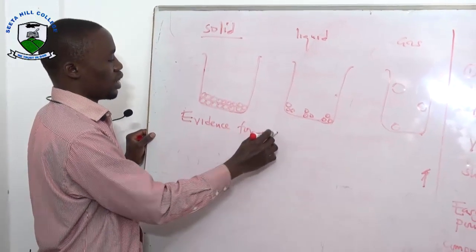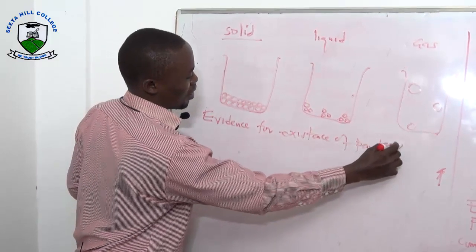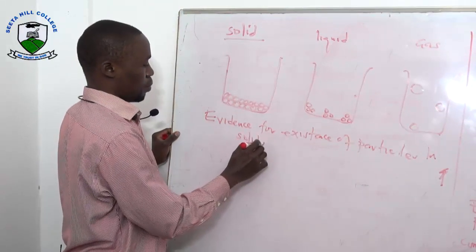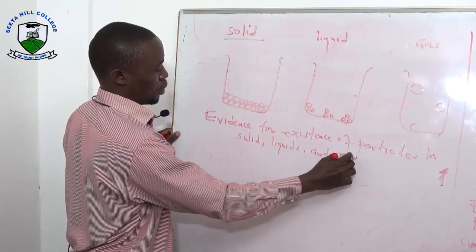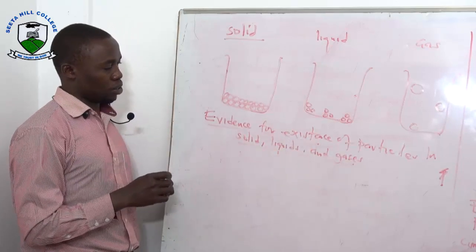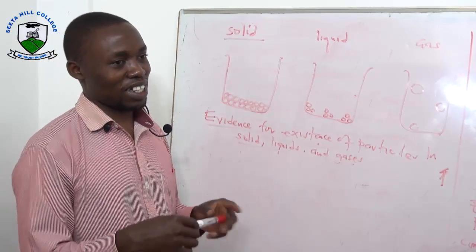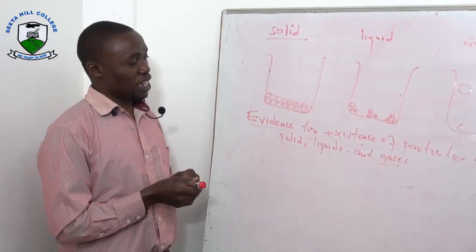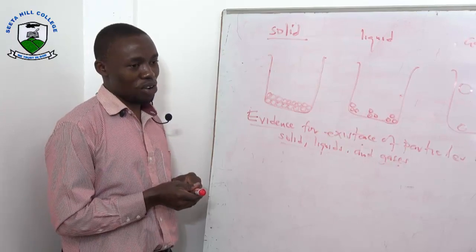Evidence for existence of particles in solids and gases. Is it a thought that matter has particles? Or scientists keep guessing? They don't guess. Now, scientists proved that indeed those different states of matter had particles. How did they do that?